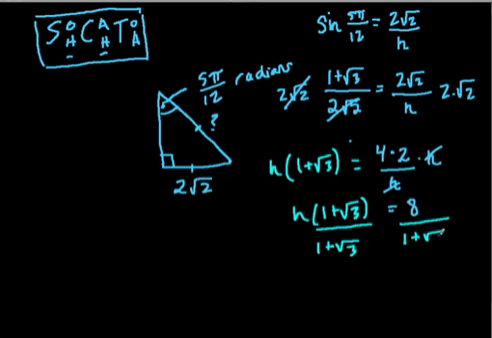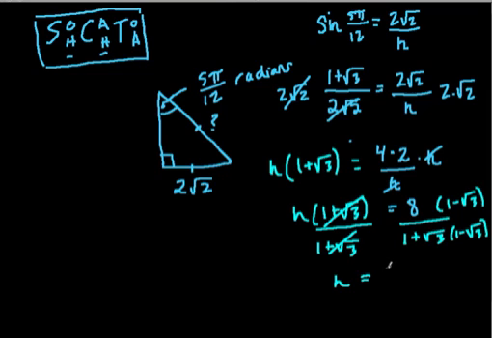These cancel out. And now I have h equals this, 8 over 1 plus the square root of 3. Well, I don't want 1 plus the square root of 3 in my problem, so I'm going to multiply both the numerator and denominator by the conjugate, 1 minus the square root of 3. I think you'll see in a moment that'll get my denominator to not have a square root in it anymore. This is called rationalizing the denominator, which we go over in other videos.